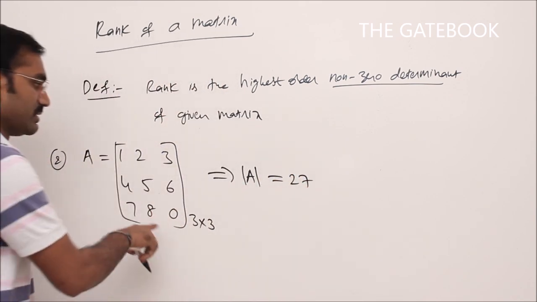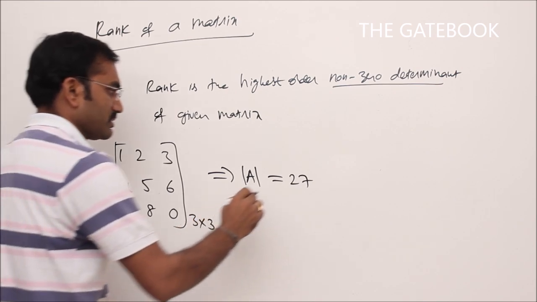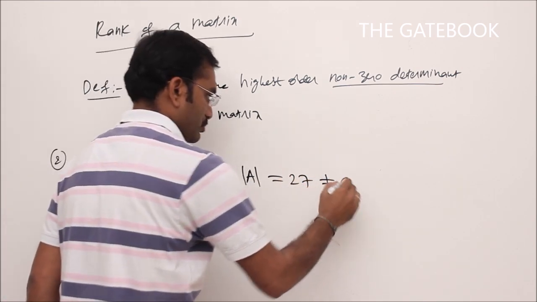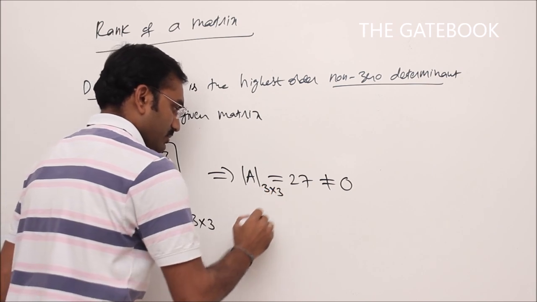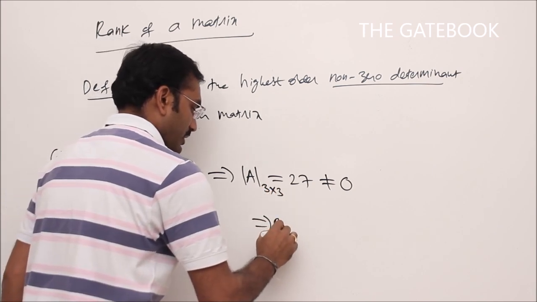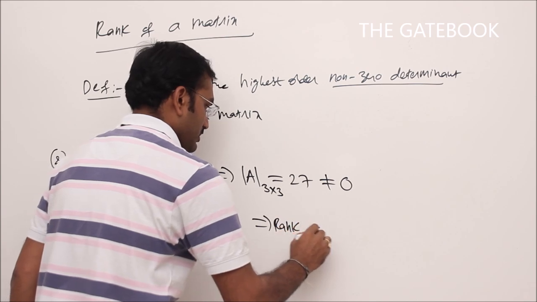Already we did this problem previously. So 27 is not equal to 0. So the determinant of order 3 by 3 is not equal to 0. Therefore it implies the rank of this matrix is 3.